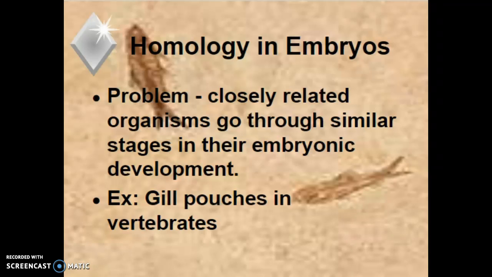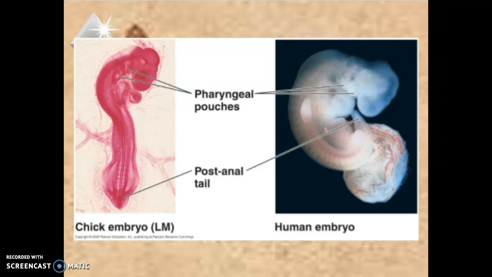We see similar changes in embryonic development. You see here there are similar pharyngeal pouches and similar post-anal tails in a chick embryo and a human embryo. And we can look at several different types of embryos. You may come across Haeckel and Haeckel's lie, and I encourage you to investigate Haeckel's lie and why it was such a damaging thing for science and why ethics is such a huge thing.